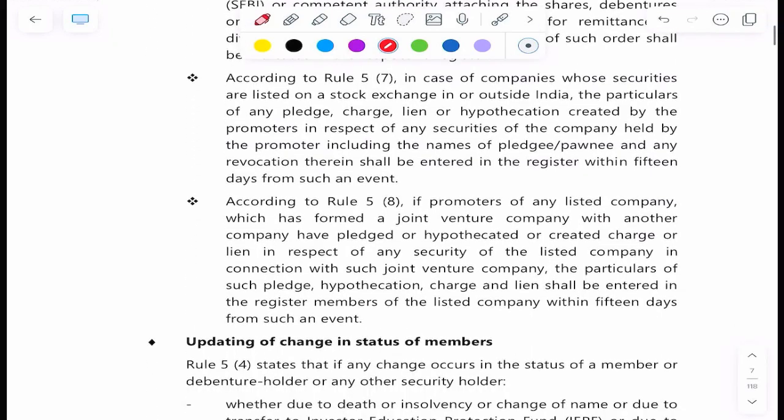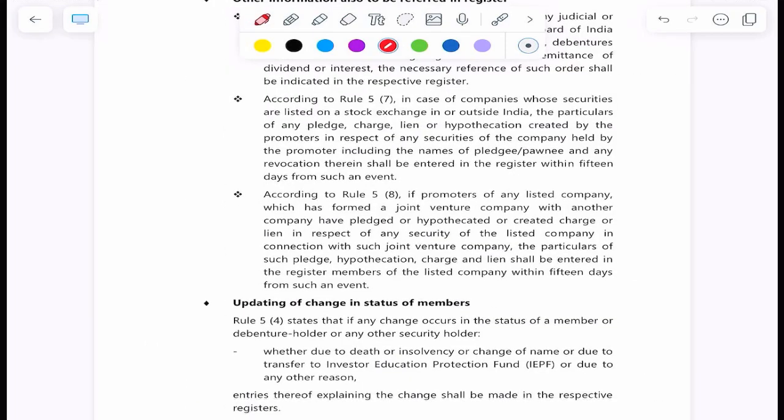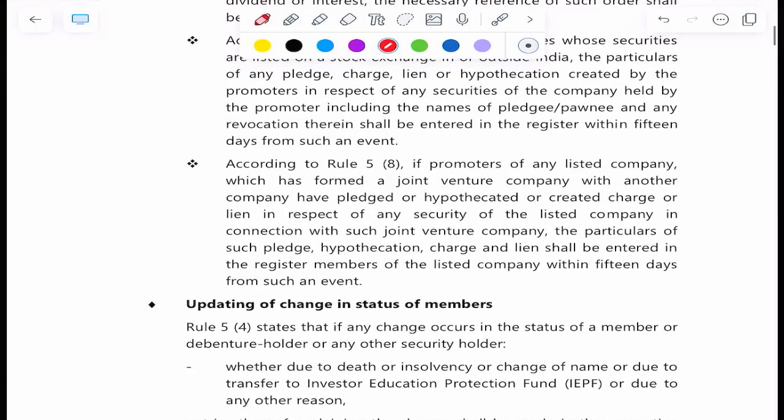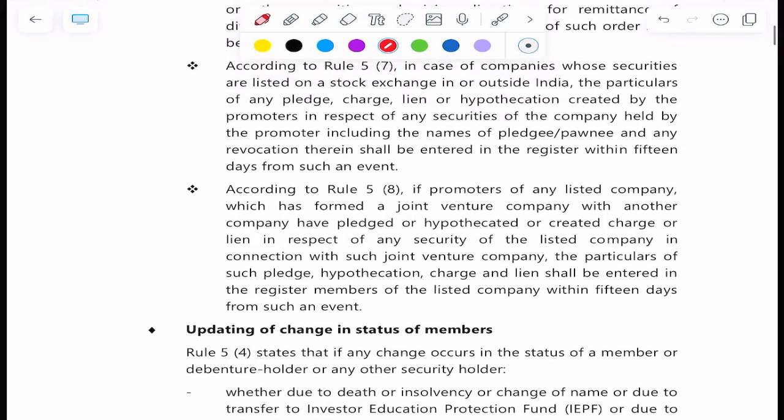According to Rule 5.7, in case of companies whose securities are listed on a stock exchange in or outside India, the particulars of any pledge, charge, lien, or hypothecation created by the promoters in respect of any securities of the companies held by the promoter, including the names of pledgee and any revocation therein shall be entered in the register within 15 days from such an event.